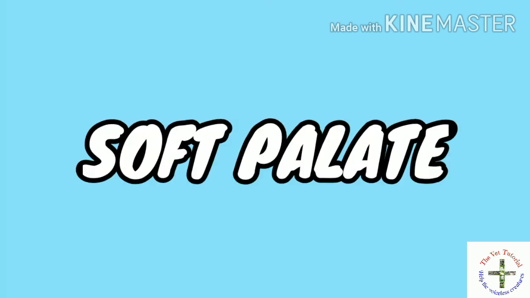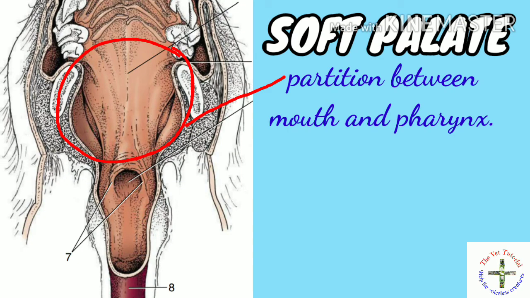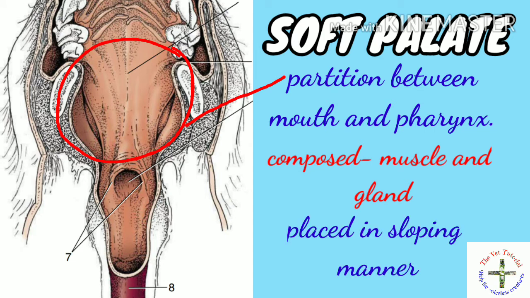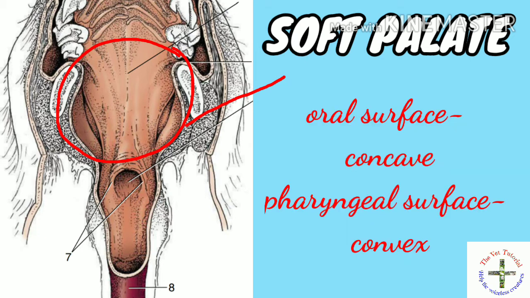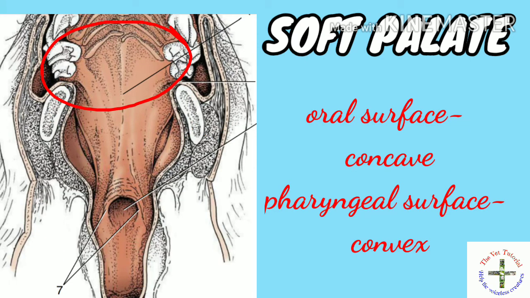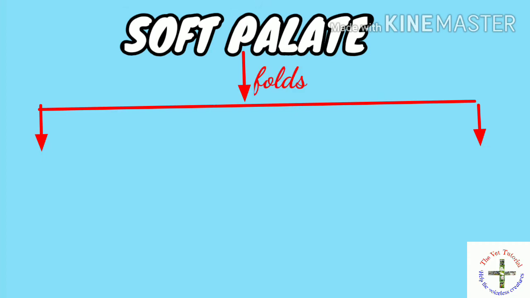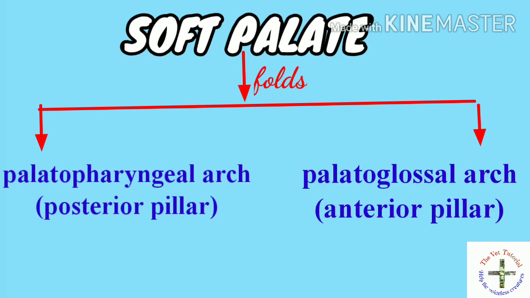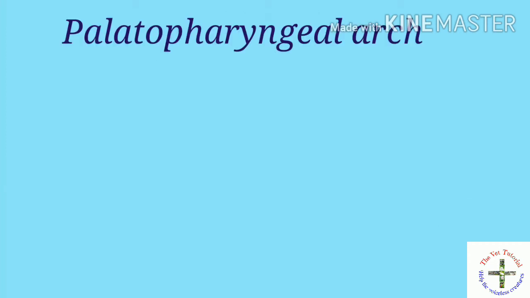And then let's study about soft palate. It acts as a partition between mouth and pharynx. It is composed of muscles and glands and it is placed in sloping manner from hard palate to pharynx. And remember that the oral surface, that is surface towards the mouth, is concave and the pharyngeal surface, that is surface towards the pharynx, is convex. Two folds of mucous membrane are present. First is palatopharyngeal arch, or we can say posterior pillar, and second is palatoglossal arch, or we can say the anterior pillar.